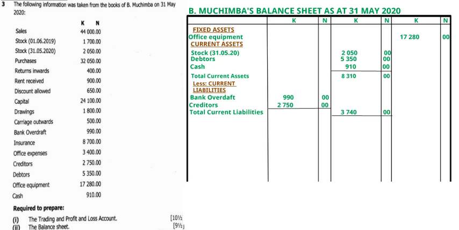Then when we subtract the total current liabilities from the total current assets, when you punch 8,310 kwacha minus 3,740 kwacha, it will give you the working capital, which is 4,570 kwacha, and we're going to record working capital here like I've recorded.